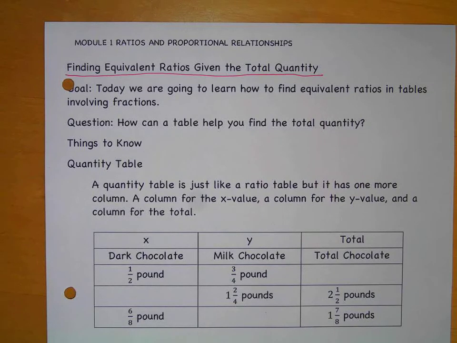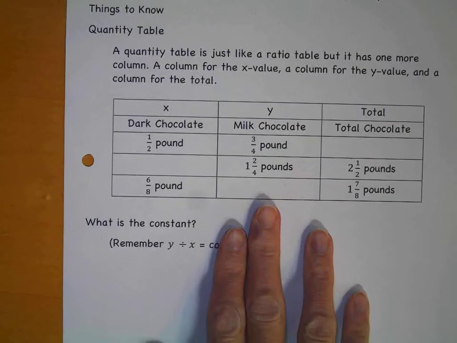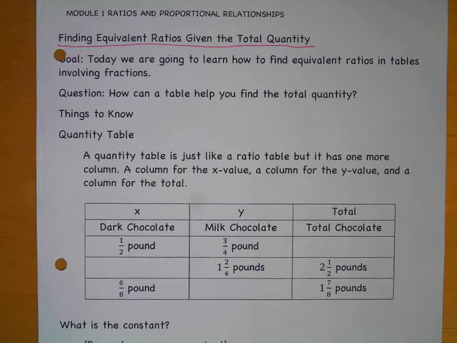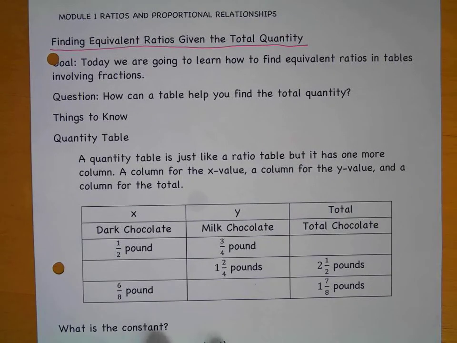The goal for today. Today we are going to learn how to find equivalent ratios in tables involving fractions. Oh, more fractions. Okay, well we can do this. The question, how can a table help you find the total quantity? So we're going to keep that in mind because this lesson is one sheet. That's it. Nothing else. Okay? And so we're going to look at how the table can help us figure this out.